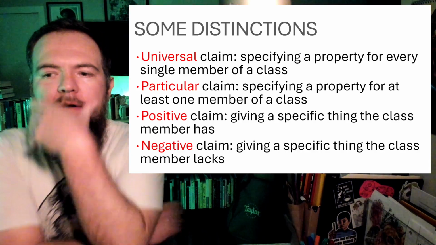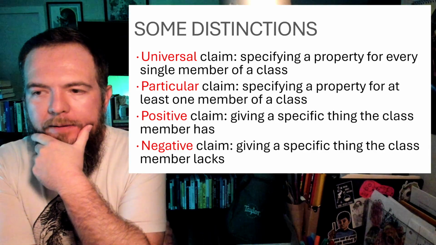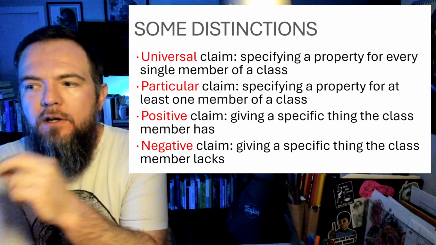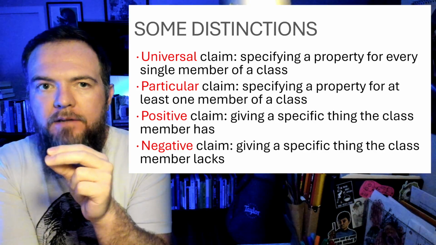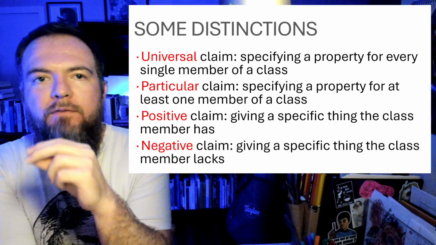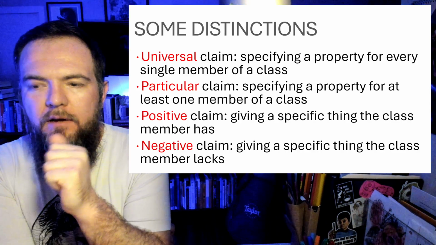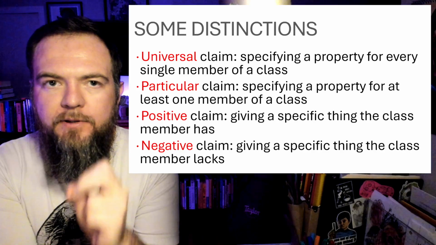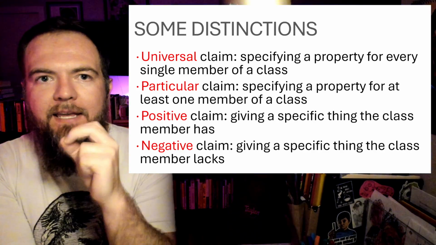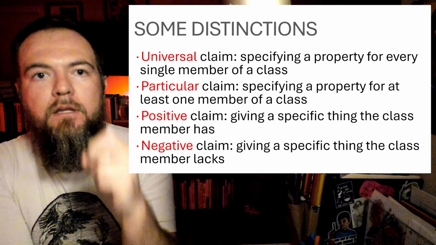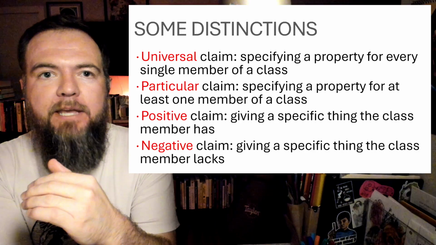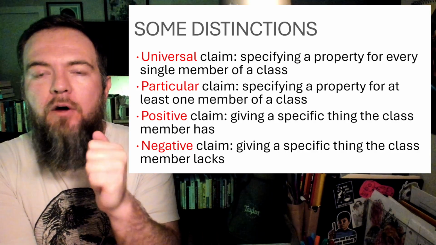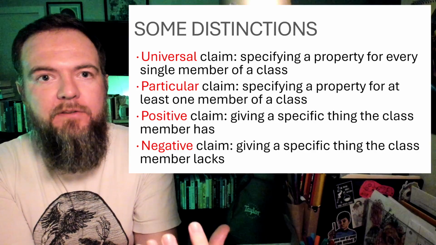So the first distinction that we should make here is between a universal and a particular claim. A universal claim specifies a property that applies to every single member of a class. So if I say, for example, another time-tested philosophical phrase, all humans are mortal, what I'm saying is, if you meet any human, you will know that it's mortal, because that's what it means to make a universal claim. If I say all humans are mortal, then I know that any example of a human that I meet also is mortal.